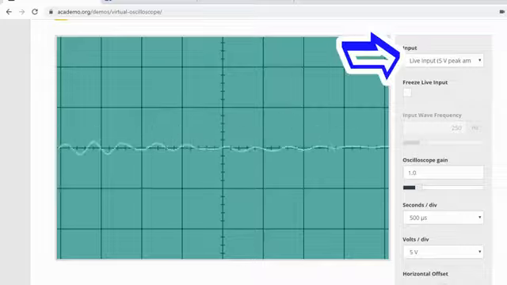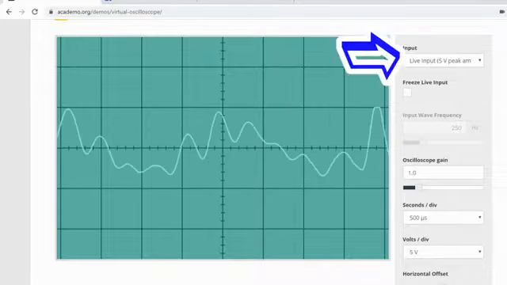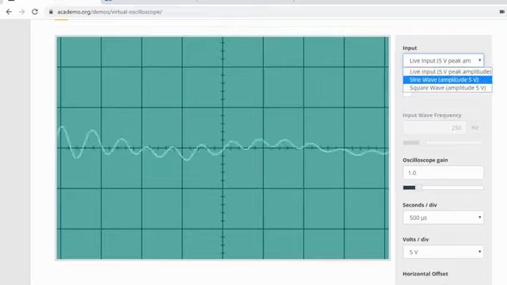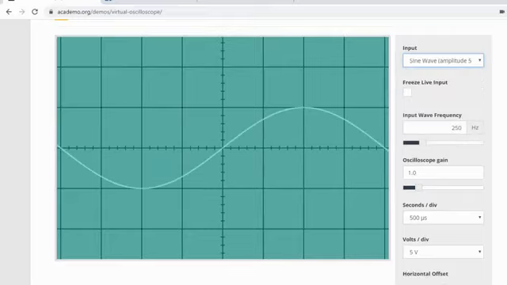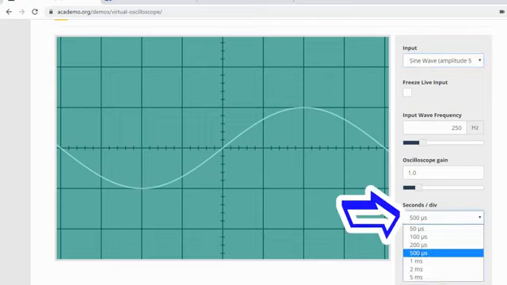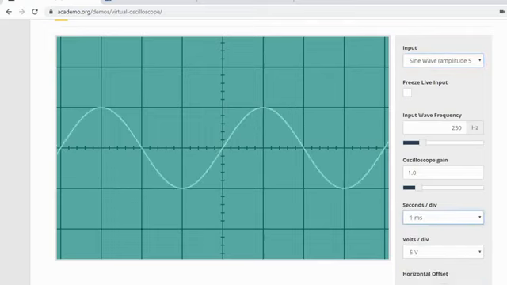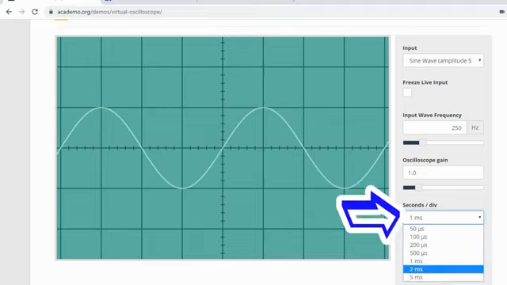Now over here under the input box, I'm going to change this from live input to sine wave. And now you can see a static wave is produced, and it is a sine wave that's being displayed. And I'm going to go ahead and change the seconds here to, let's go 1 millisecond. You can see that the wave got smushed a little bit. So in this case, the oscilloscope is just taking a regular sine wave and displaying that for us. Okay, now I want to go ahead and change this to 2 milliseconds.